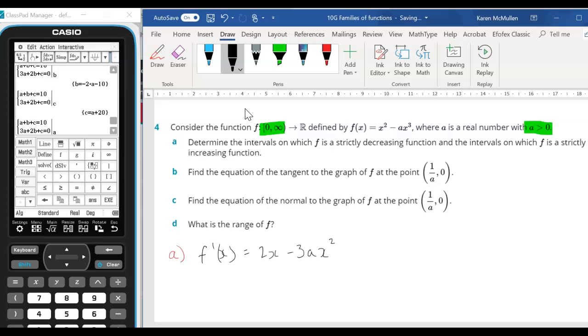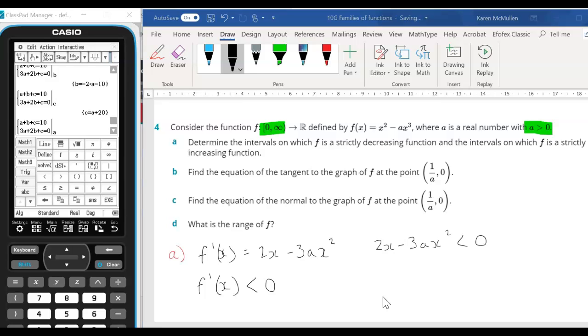All right, so if it's strictly decreasing, we'll do strictly decreasing first. So we want the gradient function to be decreasing and we want it less than 0. So I'm just going to do it on the side here. So 2x minus 3ax squared has to be less than 0. And then you're just solving, sorry, you're not solving for a, you're solving for x in terms of a.